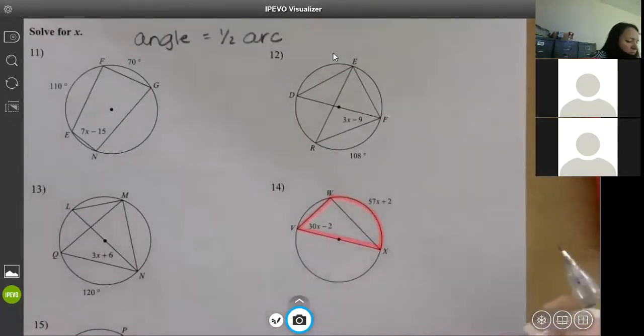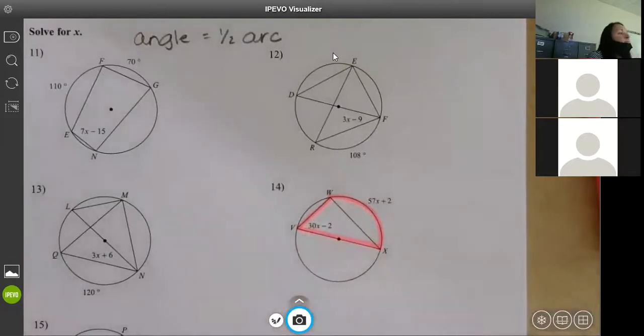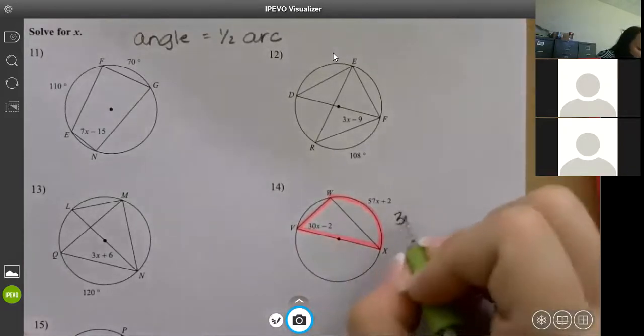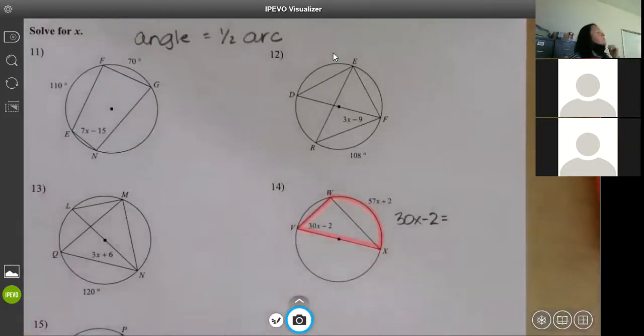Which one's your angle? Is it this one or is it this one? 30x minus 2. Come on, guys. I already wasted enough of your time. I don't want to waste more just because you don't want to answer.